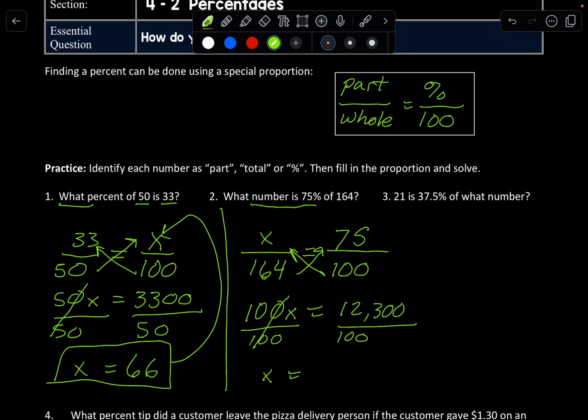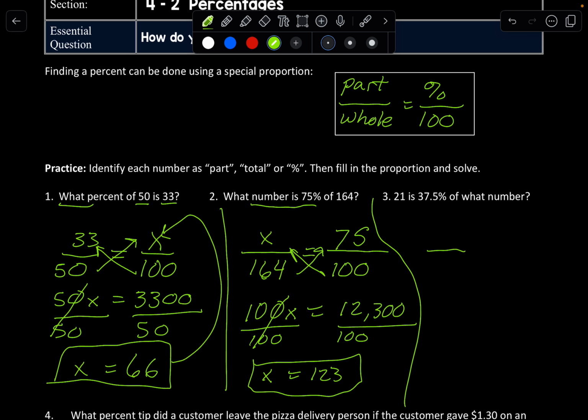12,300 divided by 100 will give me 123. And again, you can always plug this back into your original problem and make sure that the decimal that you get when you take 123 divided by 164 is the same thing that you get when you divide 75 divided by 100. All right. Last one here.